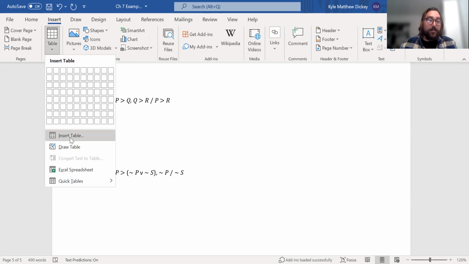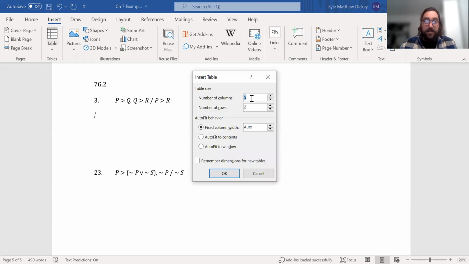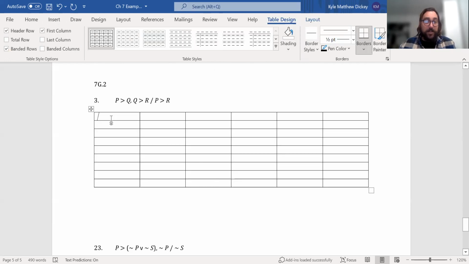Let's see, I'm going to do insert table. And that means I'm going to do 6 columns and 9 rows so that we can put the letters in up top. Okay, so that means we've got P, we've got Q, and we've got R. Then we've got if P, then Q. Then we've got if Q, then R. And then we've got if P, then R. And that's premise 1, premise 2, conclusion.